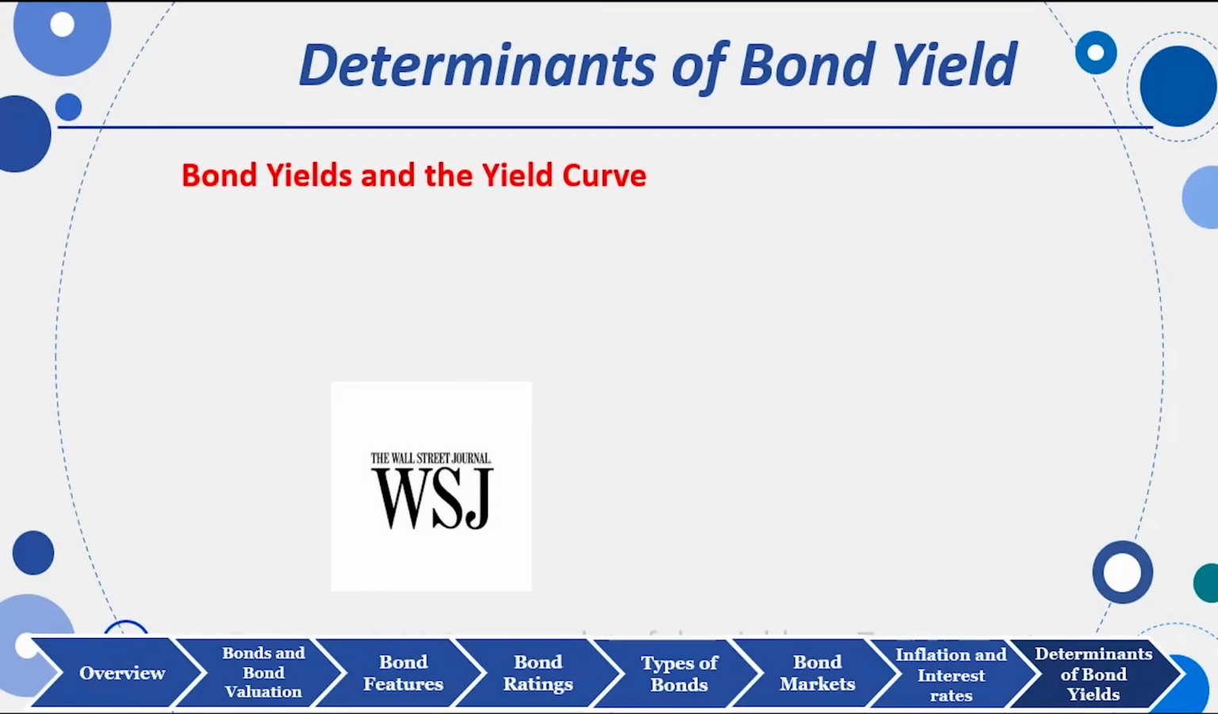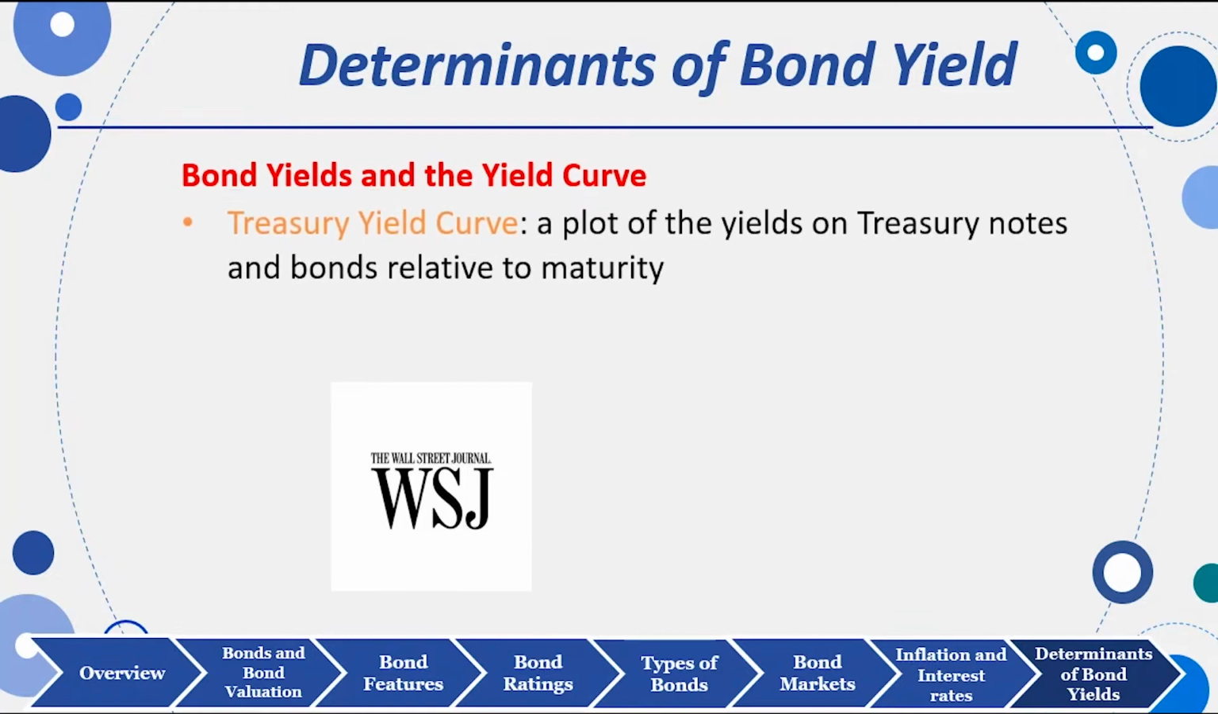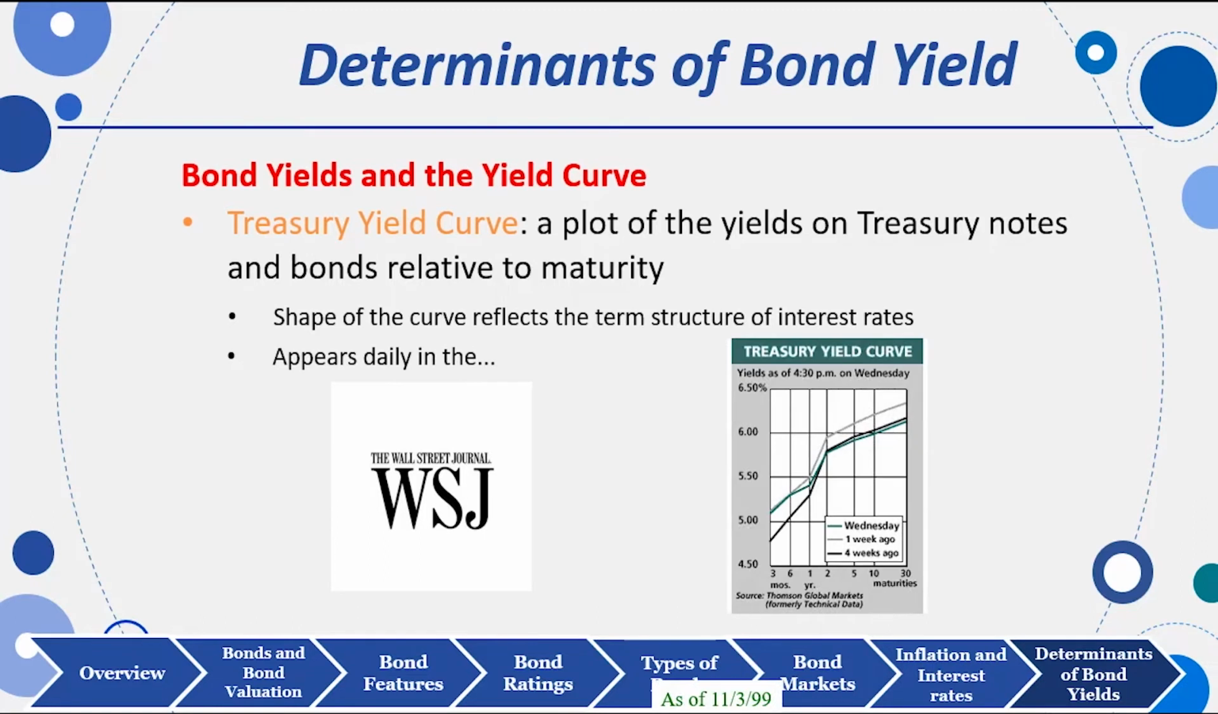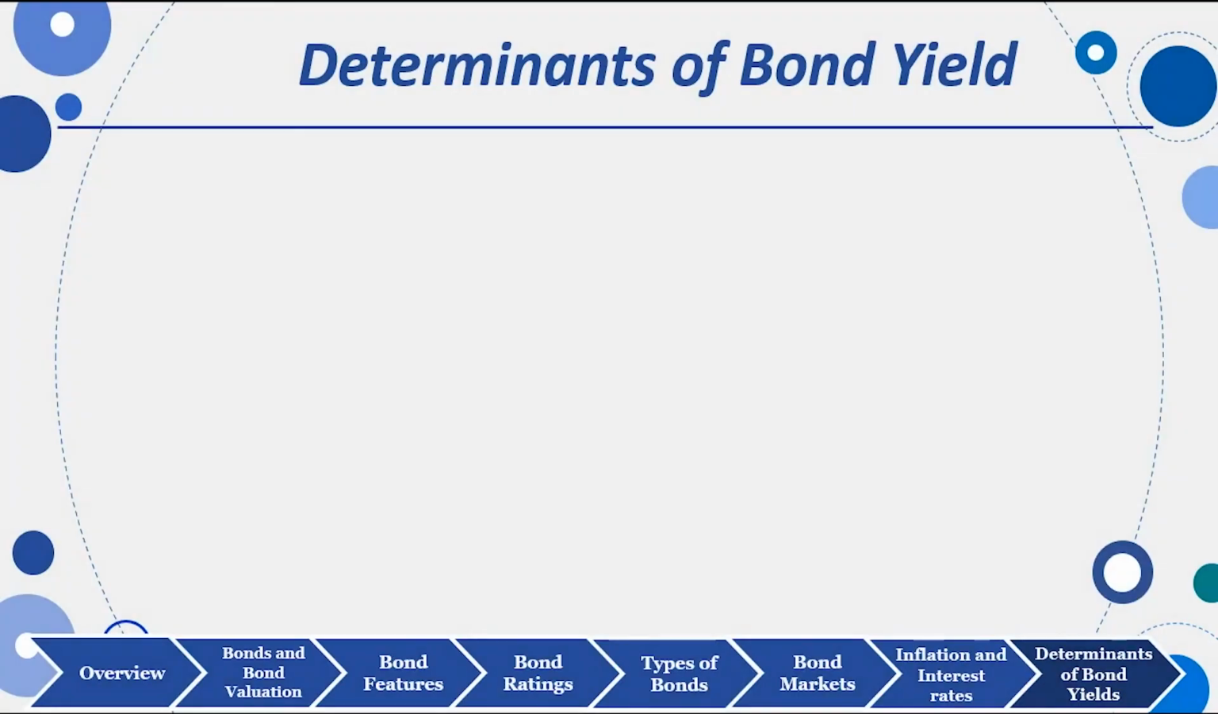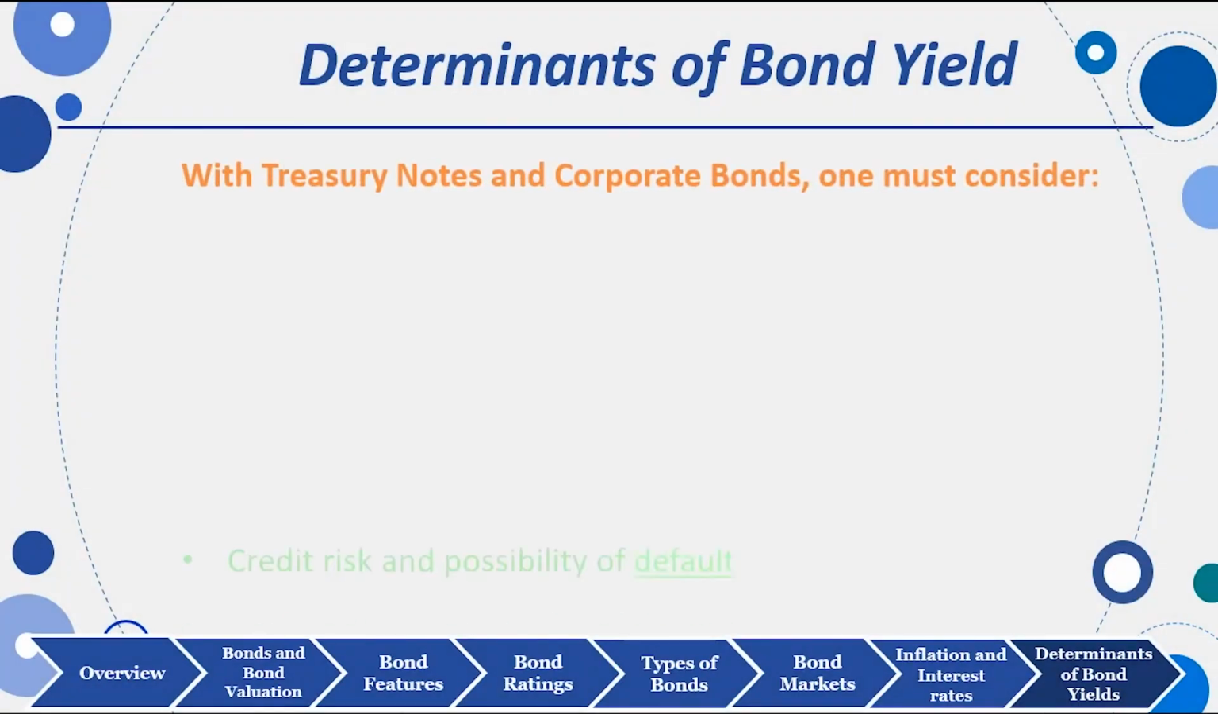Here's the term structure that appears in the Wall Street Journal, and this is the Treasury yield curve. Plot of yields on Treasury notes and bonds relative to time to maturity. Again, typically upward sloping. Short-term bonds are paying less than long-term bonds. And again, appears daily. You can see this in the Wall Street Journal.